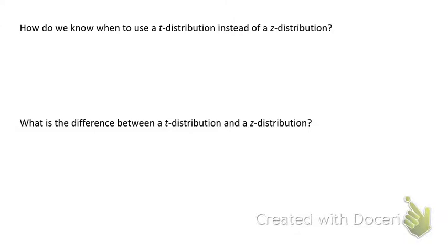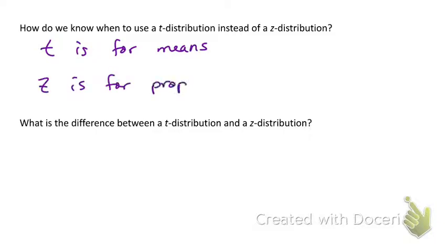Why or when do we use t and when do we use z? How do we know when to use the t distribution and how do we know when to use the z distribution? T is for means, Z is for proportions. Easy enough. And what is the difference between a T and a Z distribution? Z is set and T is like variability. Good. Z is a standard set distribution that never changes. T is based on sample size and has more variability in it.